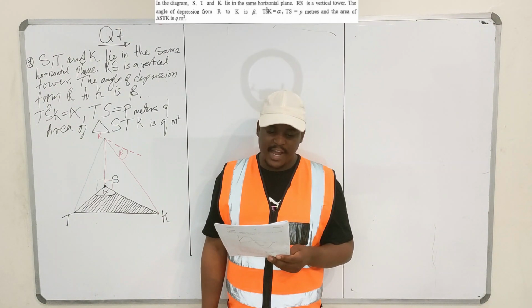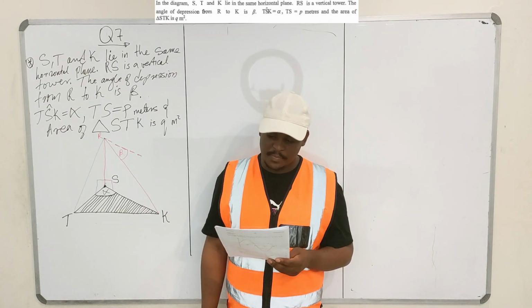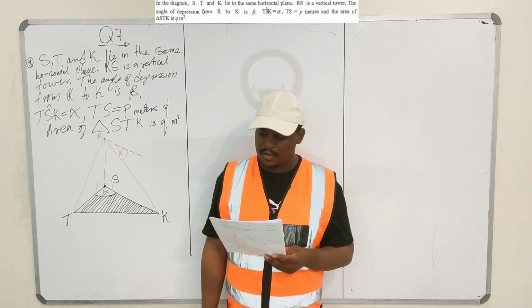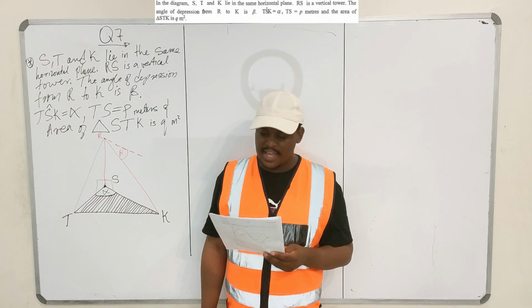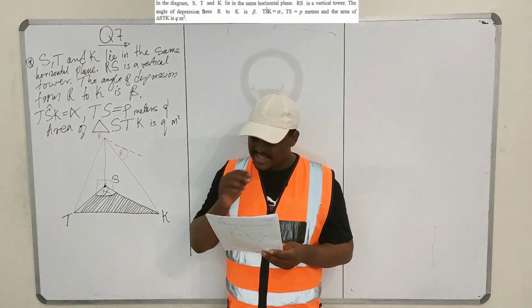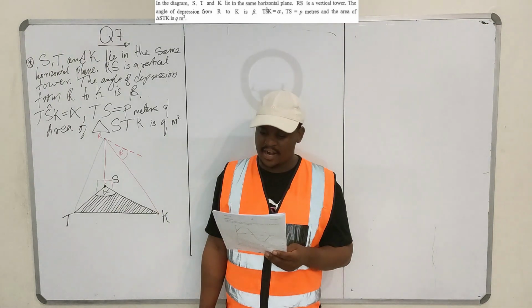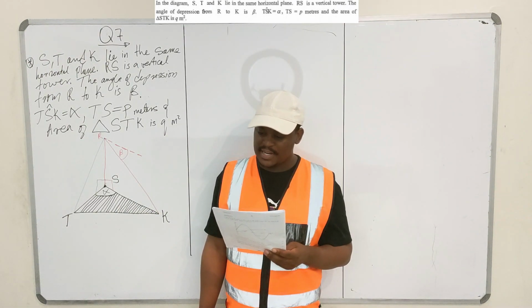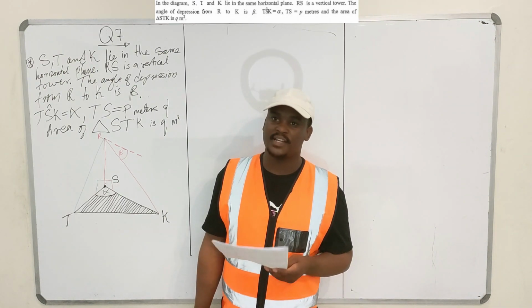They are saying in the diagram, S, T, and K lie in the same horizontal plane, right? RS is a vertical tower. The angle of depression from R to K is beta, and the angle TSK is equal to alpha. TS is equal to P meters, and the area of triangle STK is equal to Q square meters.